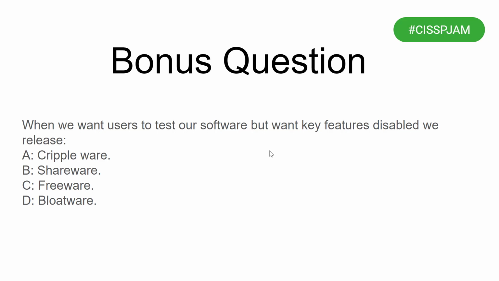Okay, so one more question before we get into our quiz. When we want users to test our software but want key features disabled, what do we release? Anybody? This is a good question. It can come up in your CISSP exam.